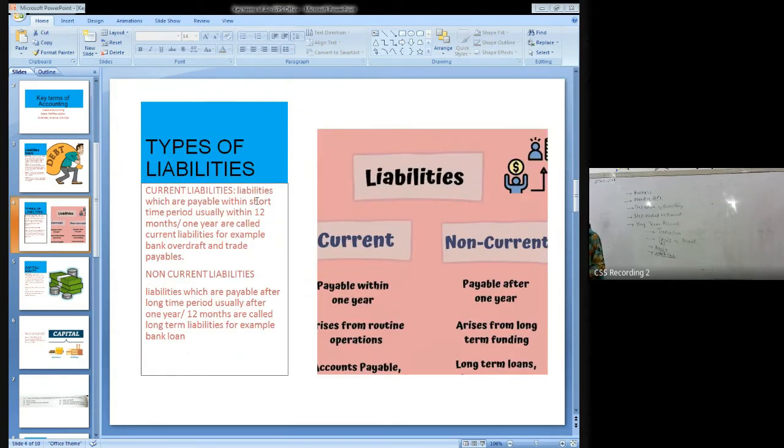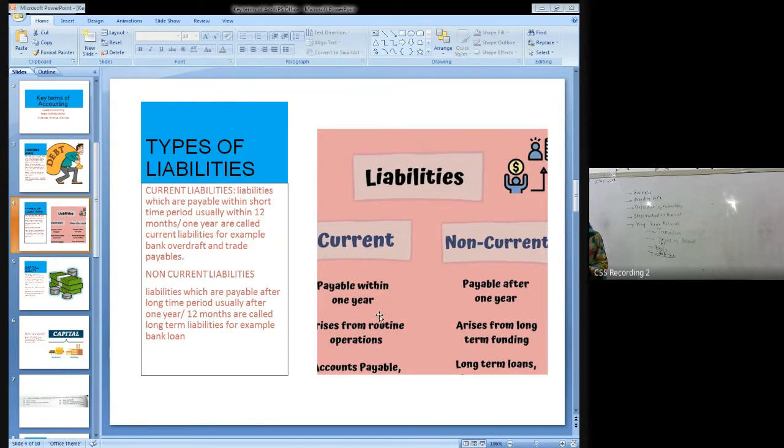Now moving towards slide number 4, I am going to describe types of liability. Like assets, liabilities also have two types, current liabilities and non-current liabilities. What is meant by the word current? Current means present. It means that a liability which we need to pay at the present time period would be a current liability. So how can we define it? Liabilities which are payable within a very short time period, usually 1 month to 12 months, or usually within 1 year, are called current liabilities. For example, bank overdraft and trade payables, which we have discussed earlier.